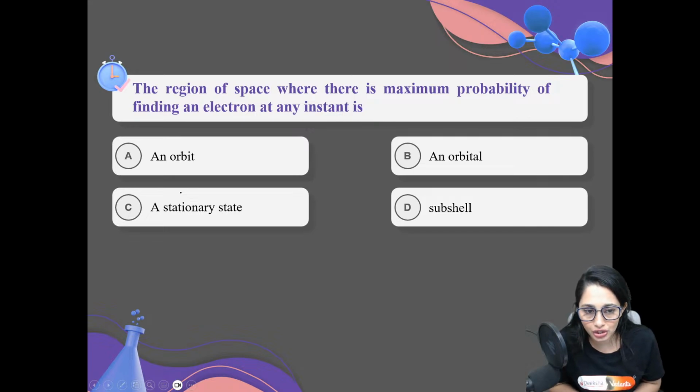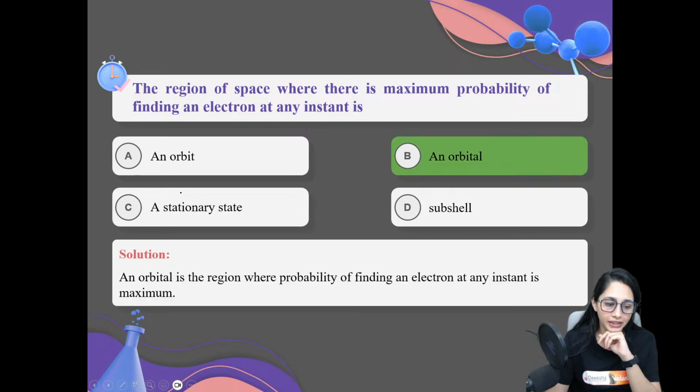All right. Moving on: the region of space where there is maximum probability of finding an electron at any instance is dash. What is the answer? The region of space where there is maximum probability of finding an electron is the orbital.